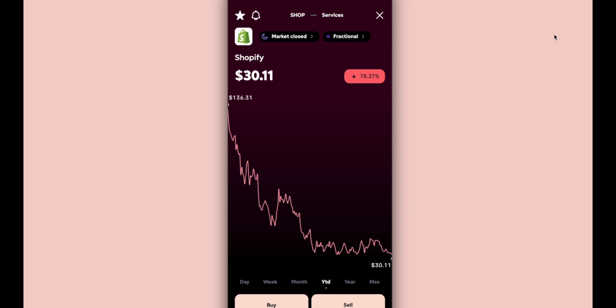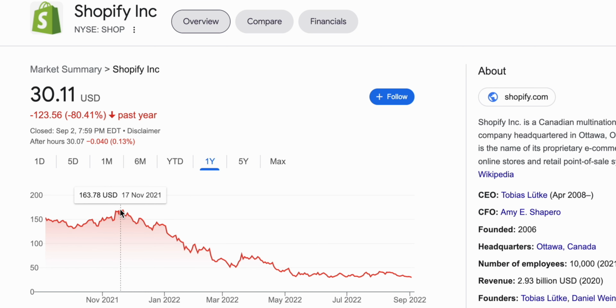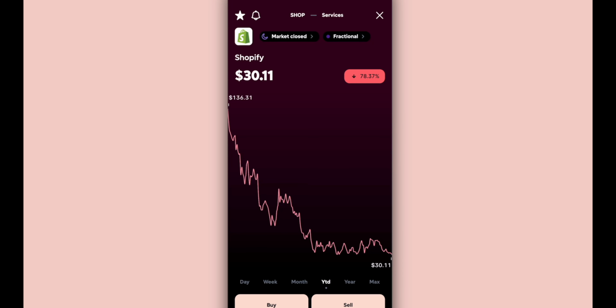And the company that I'm interested in buying more of is Shopify. The company has dropped recently, it's now $30 per share. They did do a 10-to-1 stock split, which is why we now see peaks in the range of $168 or so. The market is actually closed at the moment, and from the icon above we can see that there are fractional shares that we can purchase as well.